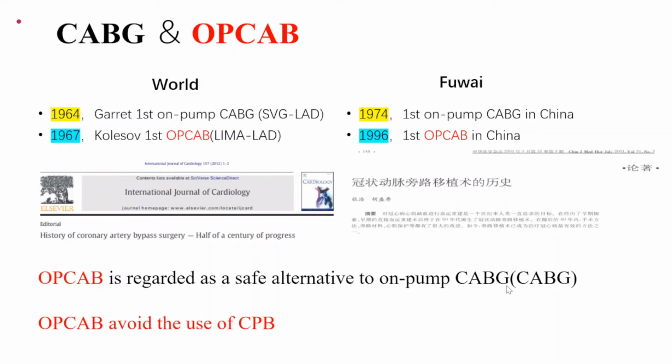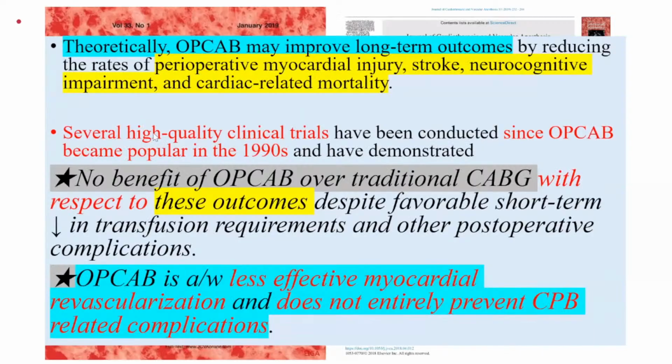The first OPCABG was performed by a Soviet doctor in 1967, and the first OPCABG in China was performed at Fuwai Hospital in 1996. Several high-quality clinical trials have been conducted since OPCABG became popular in the 1990s, which have demonstrated no benefits of OPCABG over traditional CABG. OPCABG is associated with less effective myocardial revascularization and does not entirely prevent CPB-related complications.